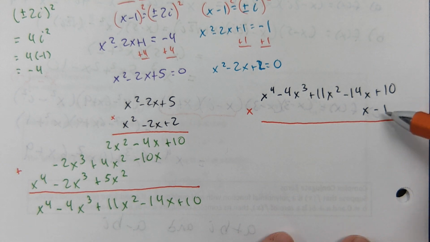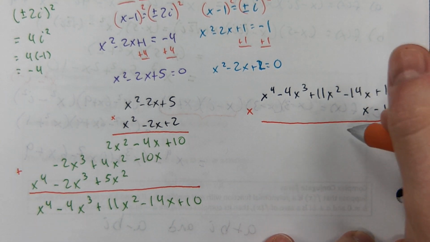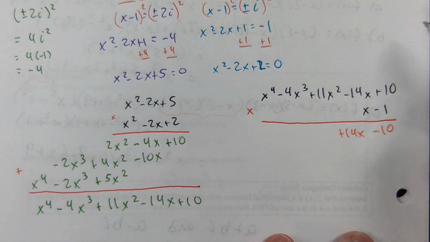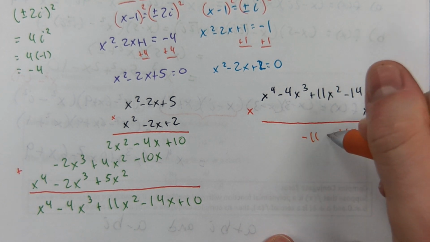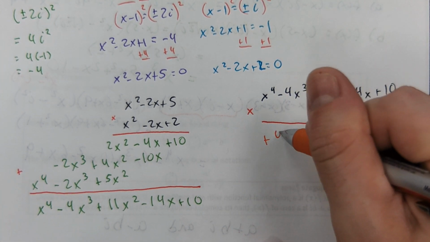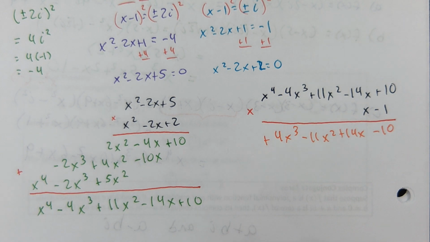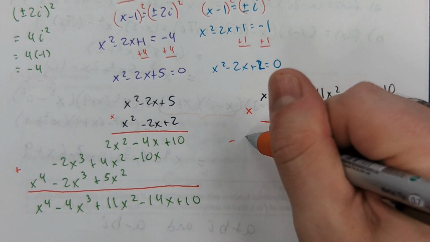So negative 1 times 10 is negative 10. Negative 1 times negative 14x is positive 14x. Negative 1 times 11x squared is negative 11x squared. Negative 1 times negative 4x cubed is positive 4x cubed. And negative 1 times x to the fourth is negative x to the fourth.